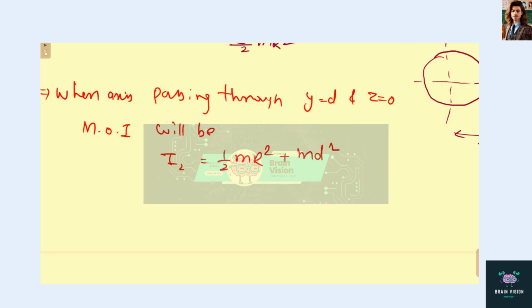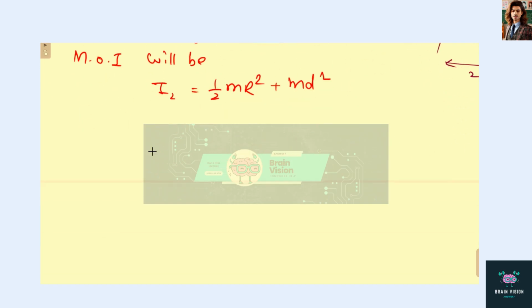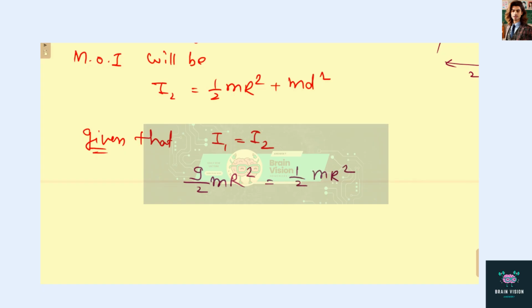As given, both the moments of inertia are equal, so I1 = I2. We can say that 9/2 mr² is equal to, sorry, this is not half, this is actually 1/4, so 1/4 mr² + md².